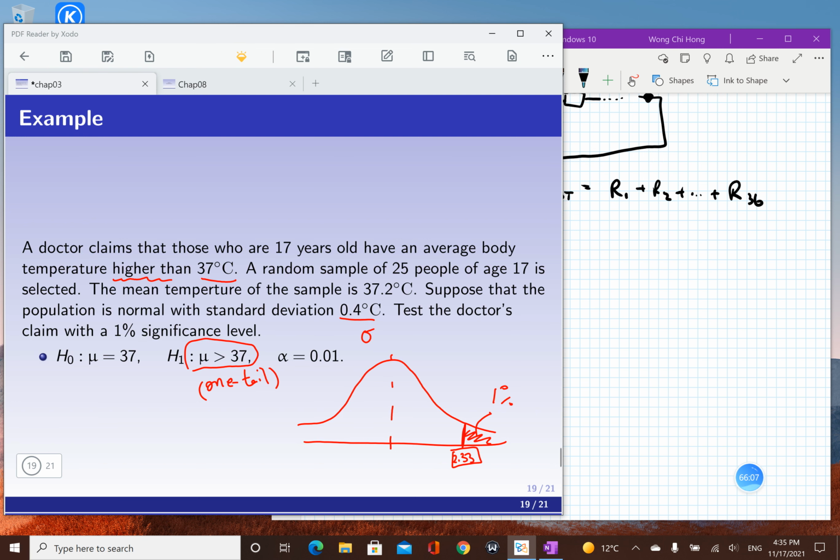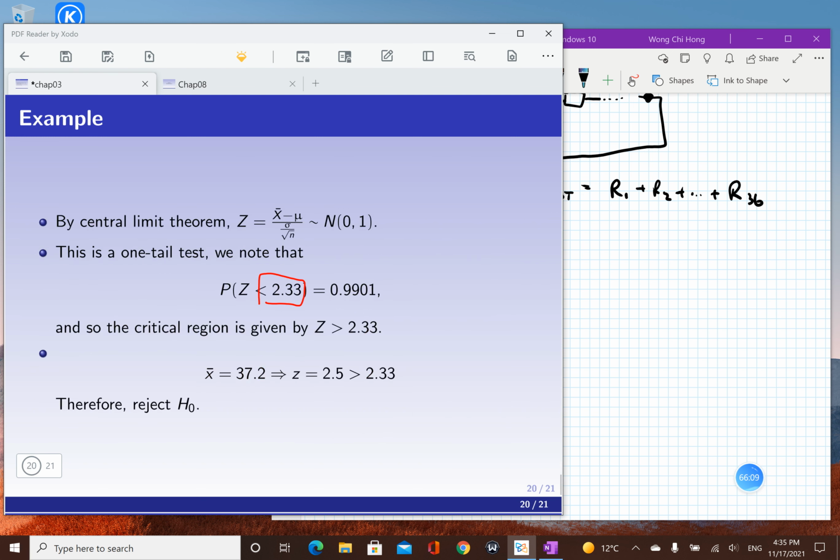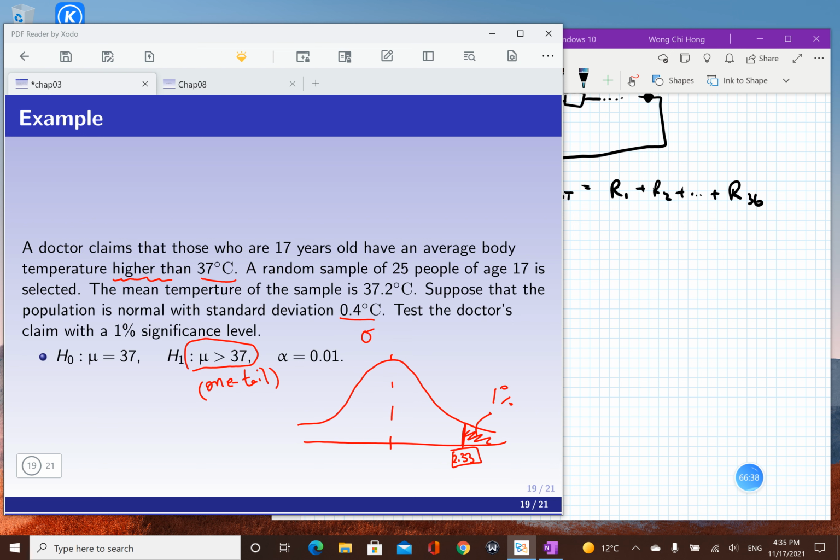99% is going to the left and 1% towards the right. So the critical region is given by z greater than 2.33. Then all we need to do is take our x bar and work out a value of z, bigger than or less than 2.33. In this case, yes, it's bigger than that. So we're rejecting our H0 and saying that our null hypothesis is likely to be not true. That is, mu is probably greater than 37.